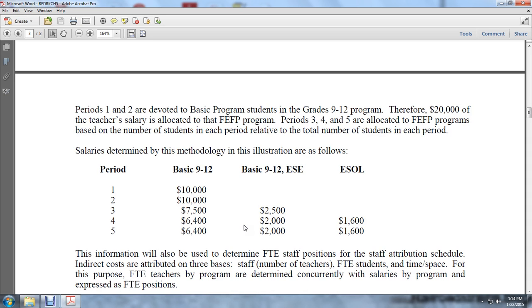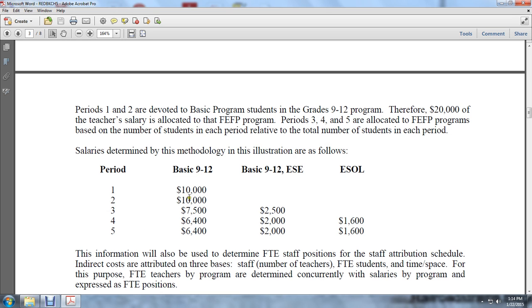Therefore, the $20,000 teacher salary is allocated by the FEFP program. Periods 3, 4, and 5 are allocated by the FEFP based on the number of students in each period relative to the number of students in each period. The salary determination methodology illustration follows as periods 1, 2, 3, 4, 5.